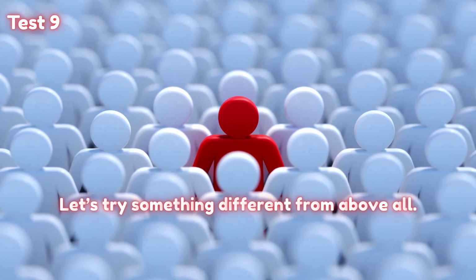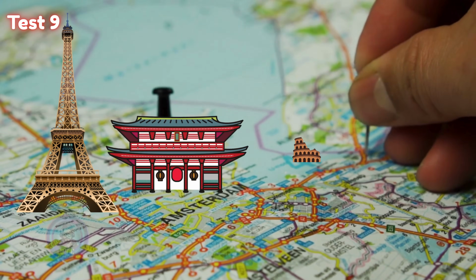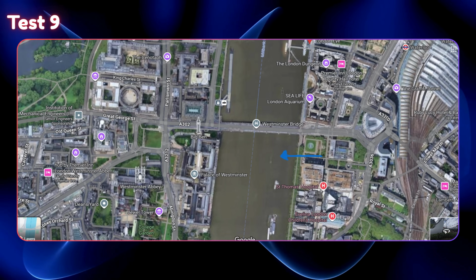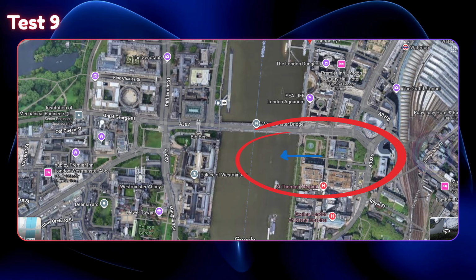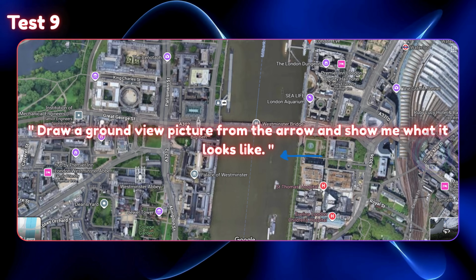Let's try something different from all of the above. Imagine that you are viewing Google Maps and want to see exactly what a monument or view looks like in real time. Upload an image or snapshot of the map, draw an arrow pointing to the point where we want to see the view, and ask: draw a ground view picture from the arrow and show me what it looks like.